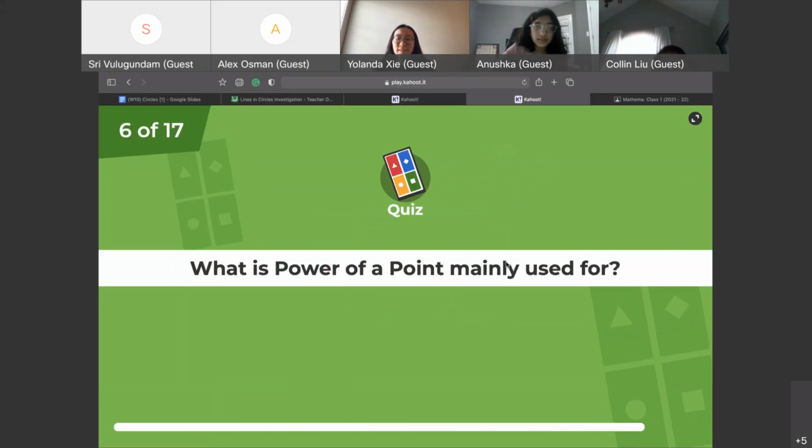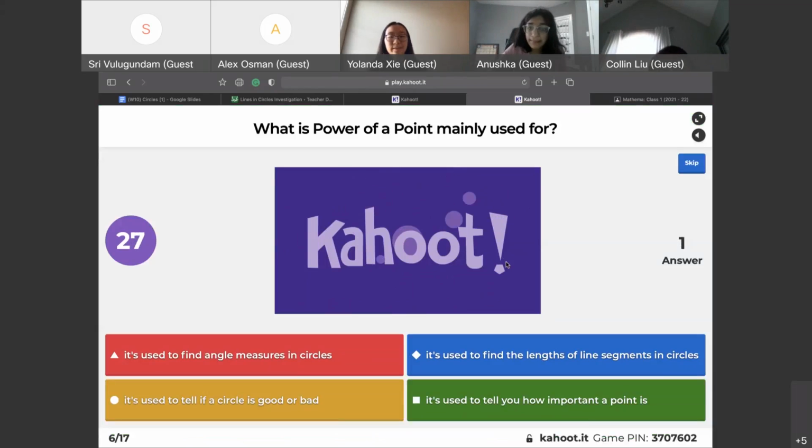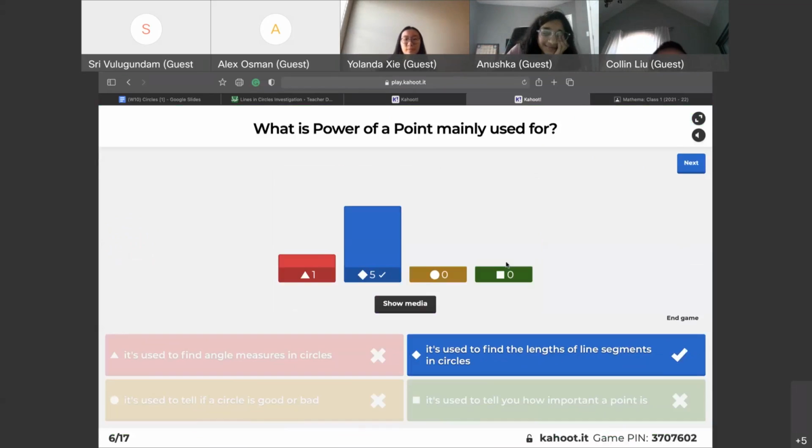Right. What is power of a point mostly used for? I hope you guys get this one. I think it's green, guys. I think it's green. It has to be, right? Don't put green. If you put green, that will make me and Ashani very sad. It's to find out who's the point president. Someone, 7 has to be earplugs. Yes, power of a point is used to find the length of line segments.